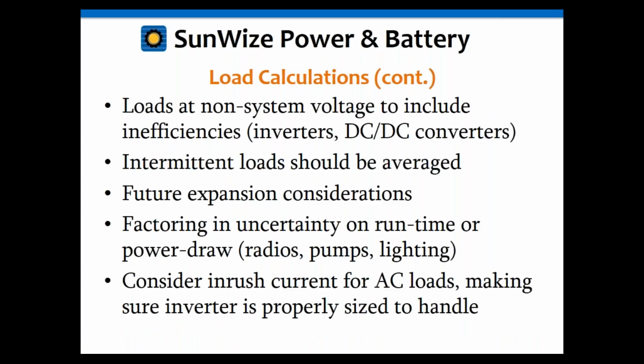As I mentioned before, if you have loads that are not the system voltage, whether it be DC or AC, you're going to have to include those inefficiencies in your load calculations. Generally, those can range anywhere from, say, 80% for a DC-DC converter to 90% for an inverter. Intermittent load should be averaged out. If you've got something that's on a daily basis, then you just figure out your amp hours per day based upon that. If you have something that might be on a weekly basis, then you can try to average that over the 5 or 7 days of your battery autonomy. Or you can just be conservative and assume it's going to be every day.